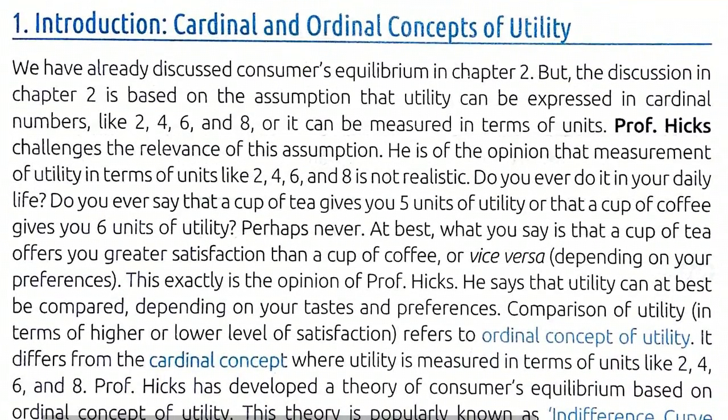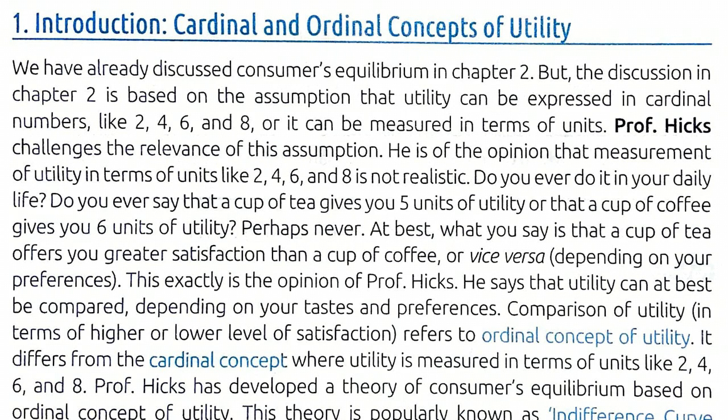So what is the difference between cardinal and ordinal concept of utility? Professor Hicks told that we cannot measure utility, although the cardinal concept, which was followed by Marshall, told that utility can be measured in terms of numbers, and the unit to measure utility is utils. But Professor Hicks propounded a new theory in which he told that utility cannot be measured, but it can be put in orders. For example, if you consume 4 or 5 different types of sweets, you will like one particular sweet to be the best one.